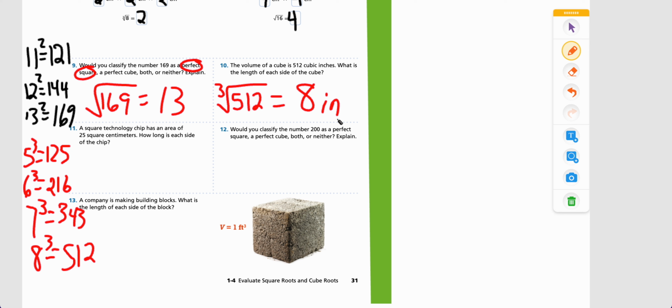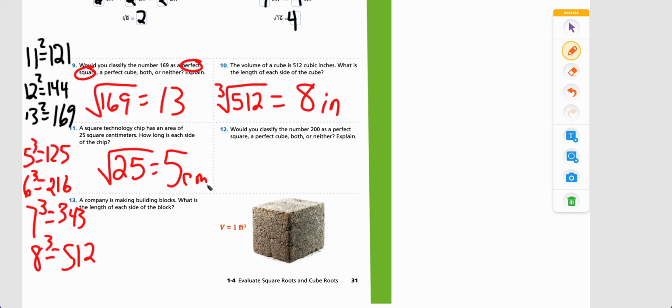Square technology chip, number 11. Square technology chip has an area of 25 square centimeters. So if it's area, are we talking cubed or squared? Squared. Yes. So 25 square centimeters, we're looking for the square root of 25, which is 5. And it's 5 centimeters.